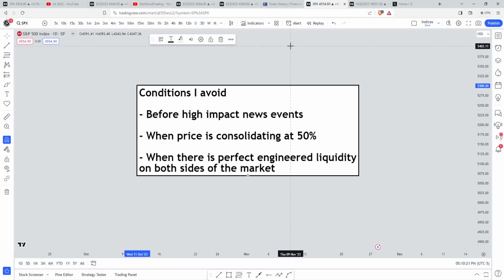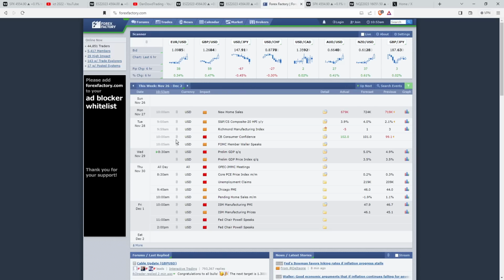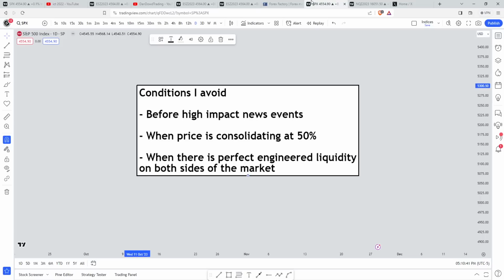So now let's dive into conditions to avoid, and the first one is before high impact news. So if we look at today, Tuesday, November 28th, we had high impact news at 10 a.m. Red folder news, you can go to forexfactory.com. I was not trading before 10 a.m. I just like to wait for the volatility to settle. This is for this specific model that I use. There are multiple models that I use, but this is an expansion model, and I do not like to trade before high impact news because sometimes it could do one more run on stops.